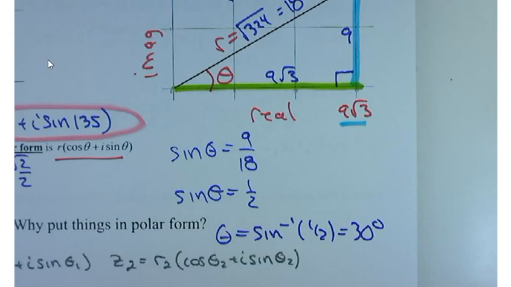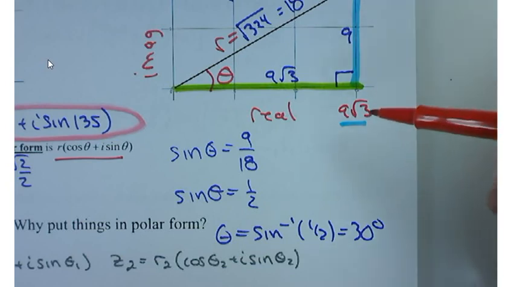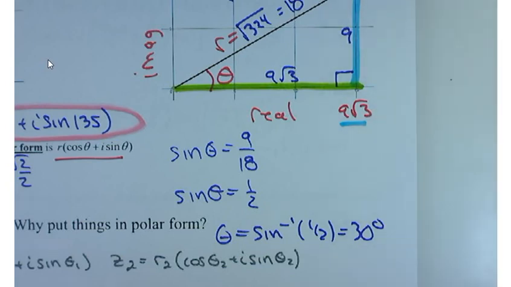Pi over 6 if you're talking in radians, but 30 degrees is fine. Not worried about radians versus degrees at the moment. So we needed two things. We needed r and we needed theta. Are we okay with both of those?